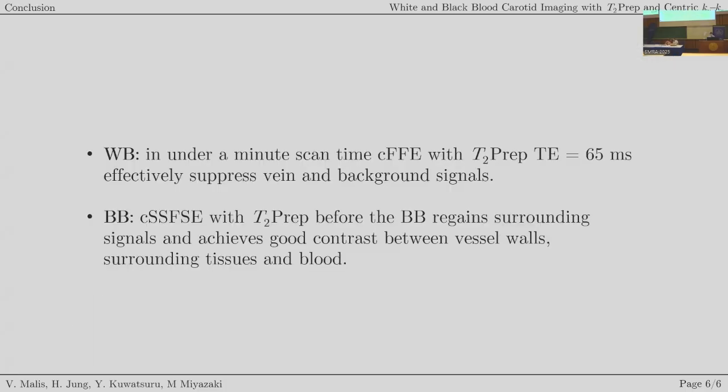So to summarize, for the white blood images, in under a minute scan time with the centric fast field echo and the T2Prep of 65 milliseconds effective TE, we were able to effectively suppress blood and background signals. While for the black blood images, we were able to regain surrounding signals and achieve good contrast between the vessel wall, surrounding tissue, and blood by placing the T2Prep before the black blood.